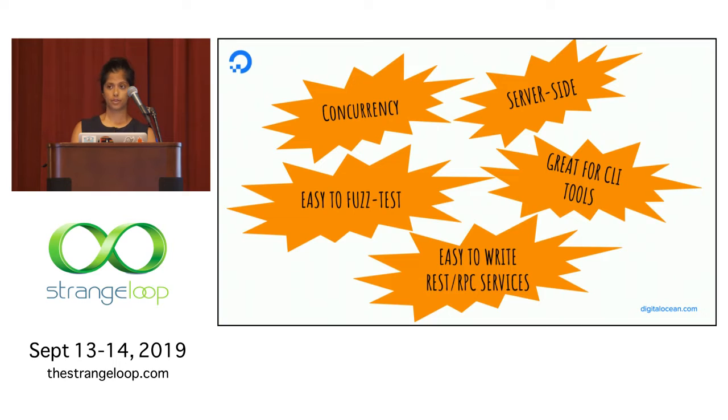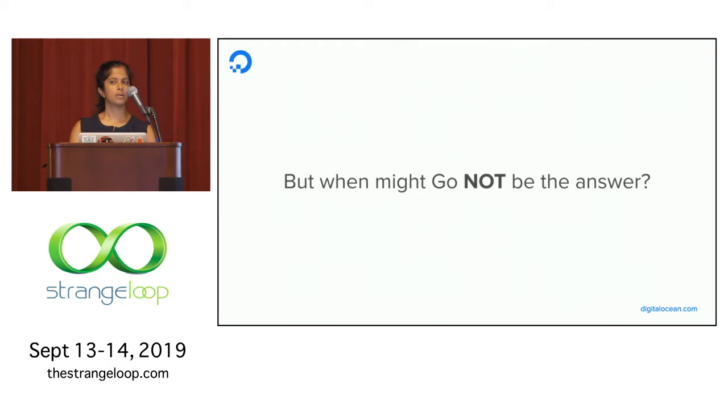Go also has a lot of third-party packages that make it particularly easy to use for building CLI tools. Furthermore, one of my colleagues pointed both of these things out. He finds that Go makes it very easy to fuzz test services, and especially when you're dealing with networking services that may get customer traffic, this is pretty important. And then finally, he also found that compared to some other languages, it was very easy to write RESTful or RPC services in Go. So when might Go not be the answer?